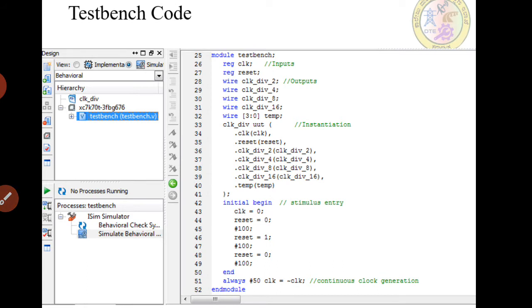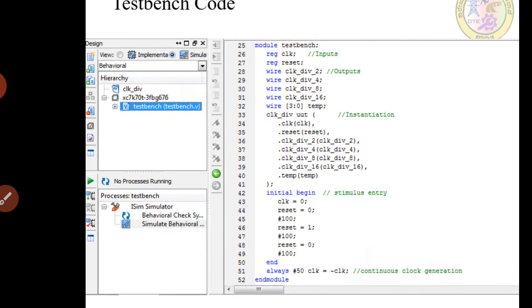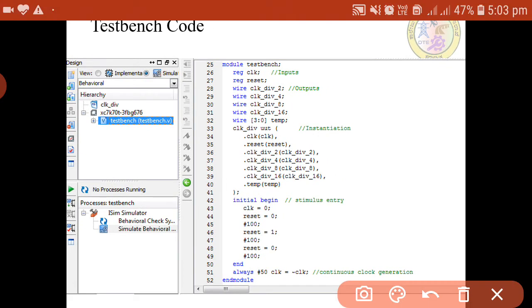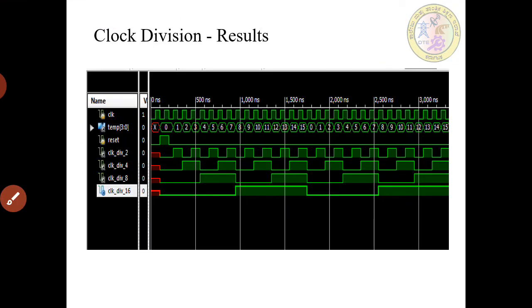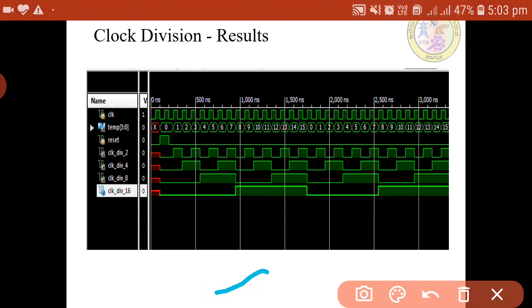And here the simulation is selected, and in the test bench, you select the file. If you double click the simulator behavior, you will get the outputs. So that output is looking like here. So what we are seeing, the first one is the main clock, the 10 megahertz clock, this one, and this is the reset.